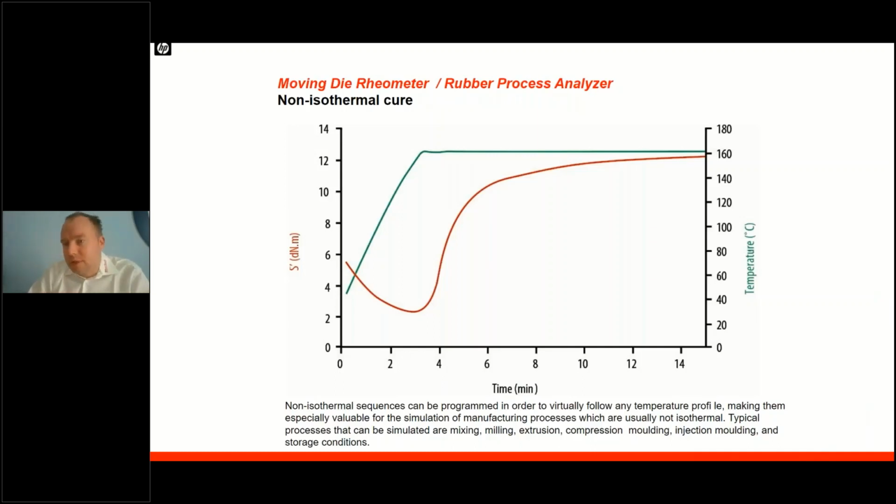Most of the manufacturing processes in the rubber industry are not isothermal. They're non-isothermal. What this means is the material passes through different temperature zones, which we see here, the material getting heated up in about 3 minutes time from ambient temperature to 160 degrees. And the same can be simulated with a rubber process analyzer to understand curing under these specific thermal conditions, as well as also changes of elasticity and viscosity.